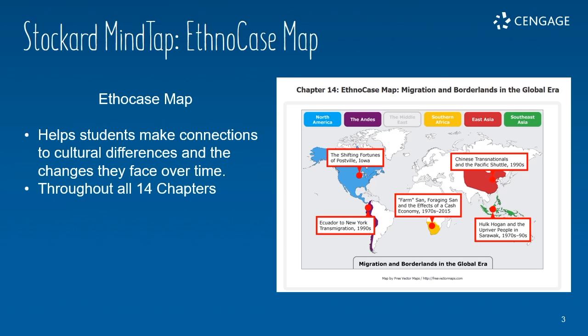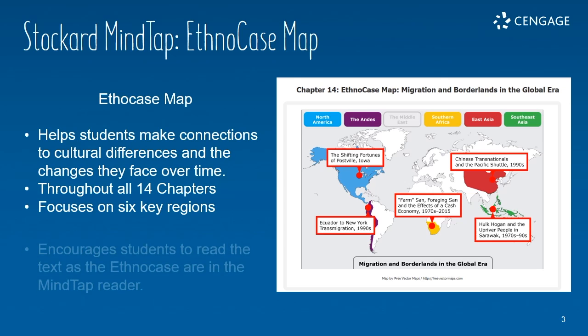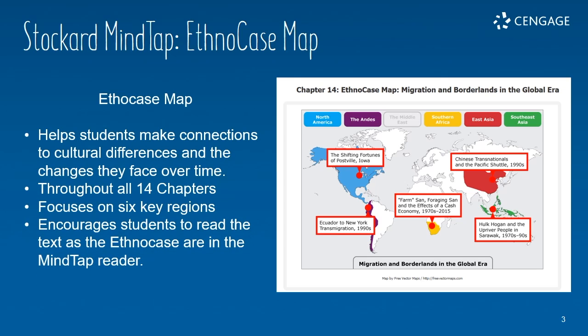It is throughout all 14 chapters, so the students have some continuity throughout the MindTap course. It is focused on 6 key regions, which we discussed earlier, and it is going to encourage your students to read the text. Again, the ethnocases are in the reader. Your instructors are going to love the fact that the students actually do have to go in and read, and it will be a key selling point for some of your customers. Definitely show them the ethnocase map and how their students are going to be able to make those connections throughout the course.